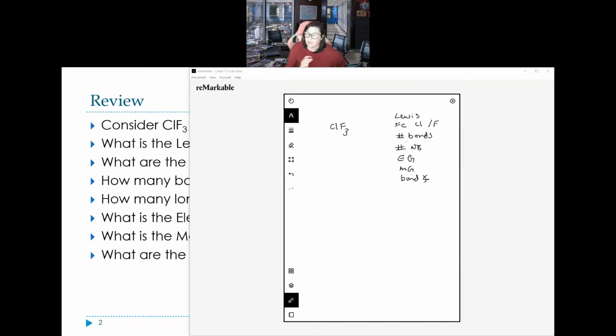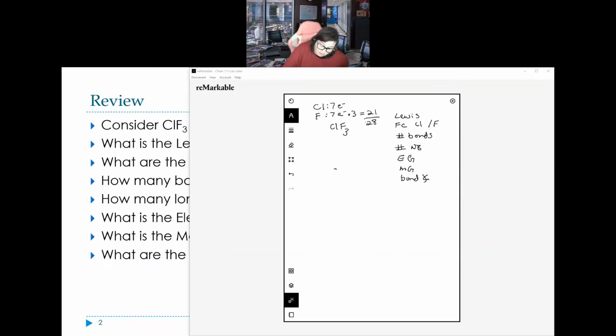So I have chlorine and fluorine, both of which are halogens. That means that chlorine, being a halogen, has 7 valence electrons that it can donate to this structure. Fluorine, being a halogen, has 7 valence electrons each, and there are 3 of them. It gives me a total of 21 electrons from the fluorine, plus the 7 from the chlorine. That gives me a total of 28 electrons that I need to be able to put into this structure.